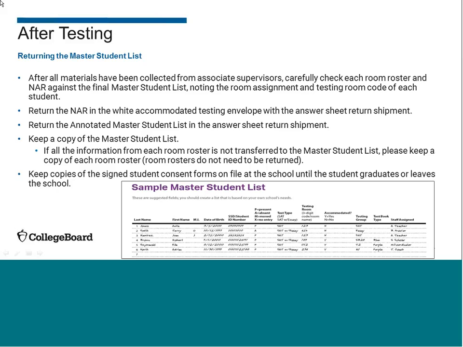The NAR is going to be inserted in the white testing envelope with your answer sheets when you return those. And the master student list or room rosters will be returned with your answer sheet shipment. Both of these documents we want you to keep a copy of, the master student list as well as the NAR, so that in case College Board needs to contact you or you need to backtrack to confirm if a student tests, you have all of the information that you need to be able to answer any of those questions.